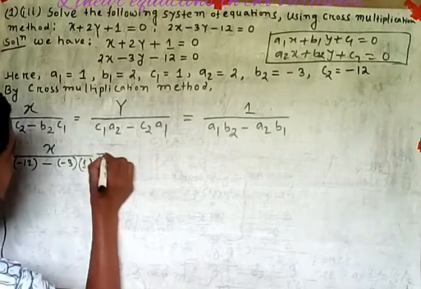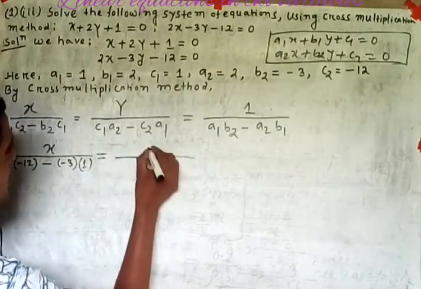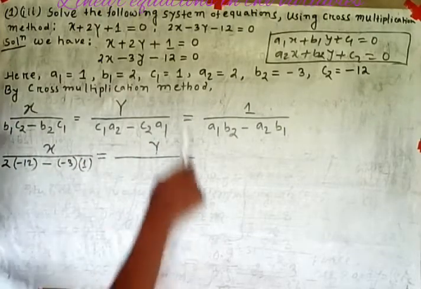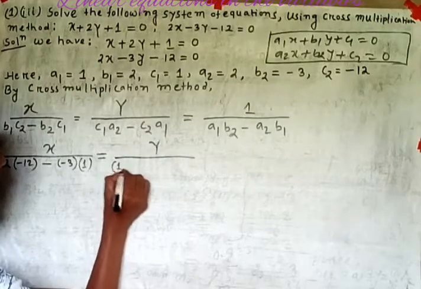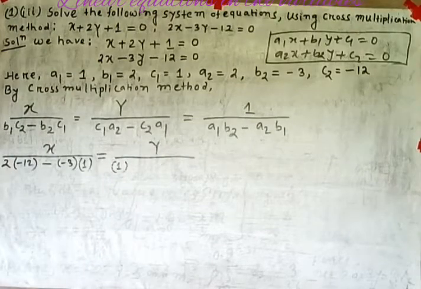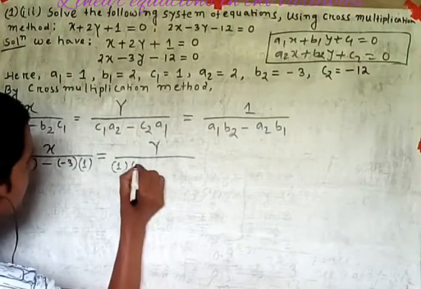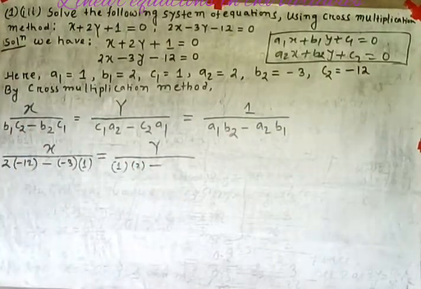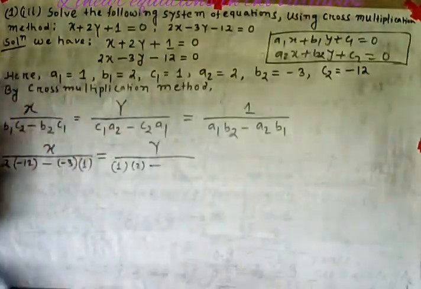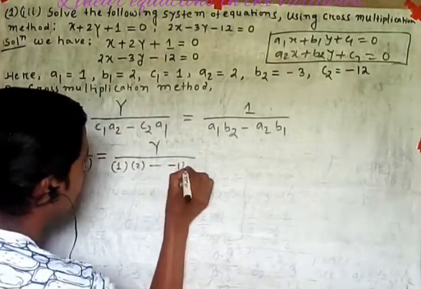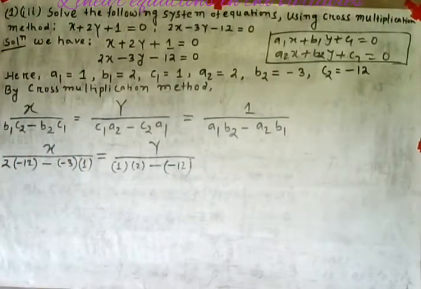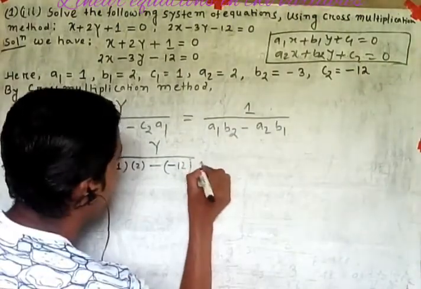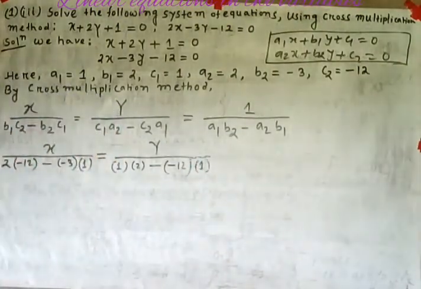This is equal to, we go to the next one, y divided by c1 a2. The c1 value is 1, and the a2 value is 2, so we write 2 here. Then minus is minus. Then c2 a1: c2 is minus 12, and a1 is 1.